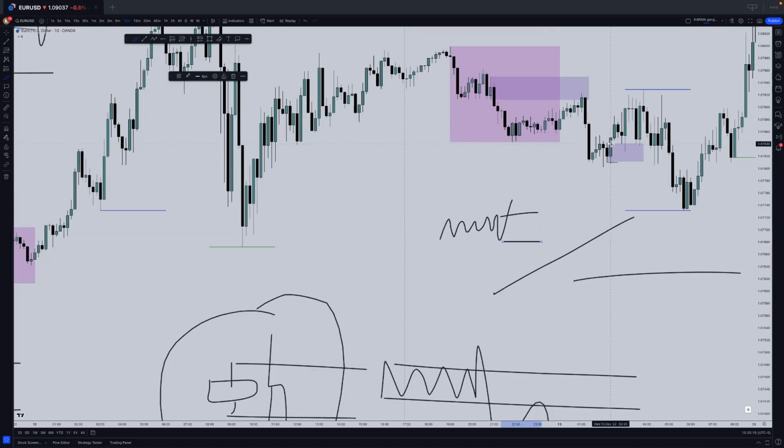This is the first one. The second one is the one where the indecision candle took out a particular order flow. Like this one here. See the indecision candle here? You can see it took out this guy.